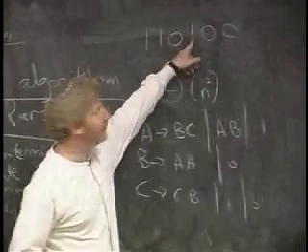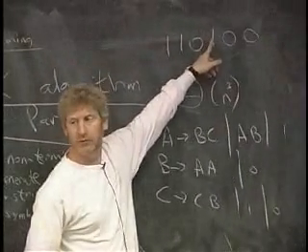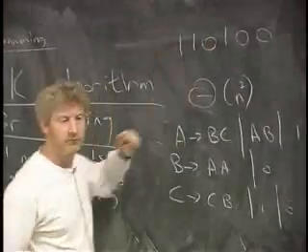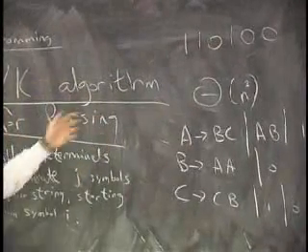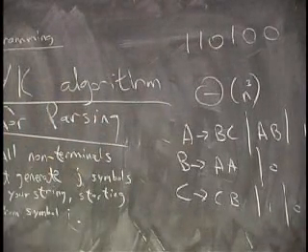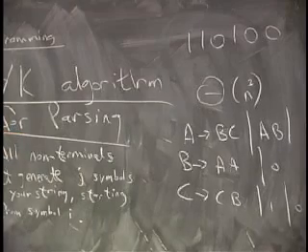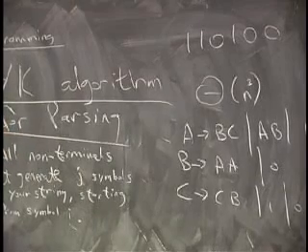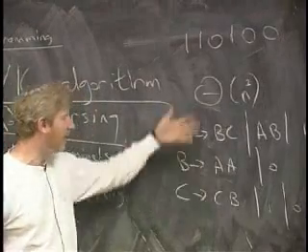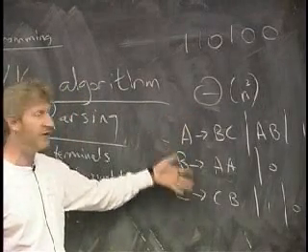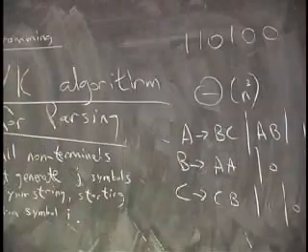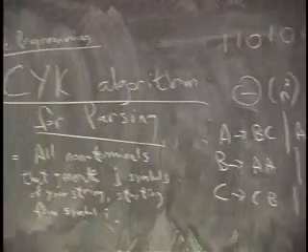1, 2, 3, 4. That means the single string 1. Which non-terminals can generate the single string 1? A and C. Why is that so easy? Because Chomsky normal form is the nicest, simplest form in the world. You just look it up, and there they are. If it generates a single 1, it's got to be there in a production. So this equals the set A and C.